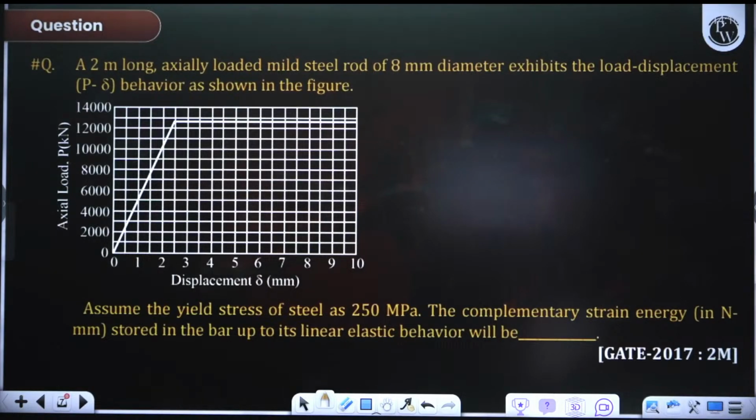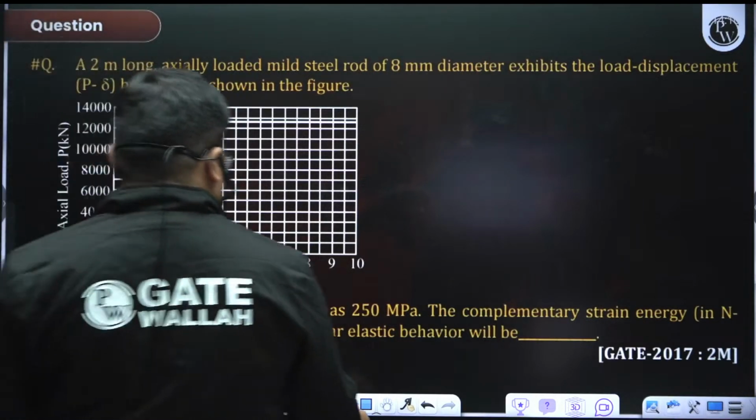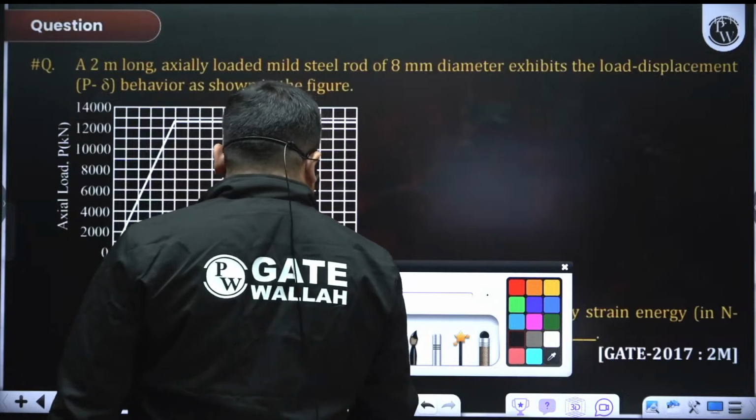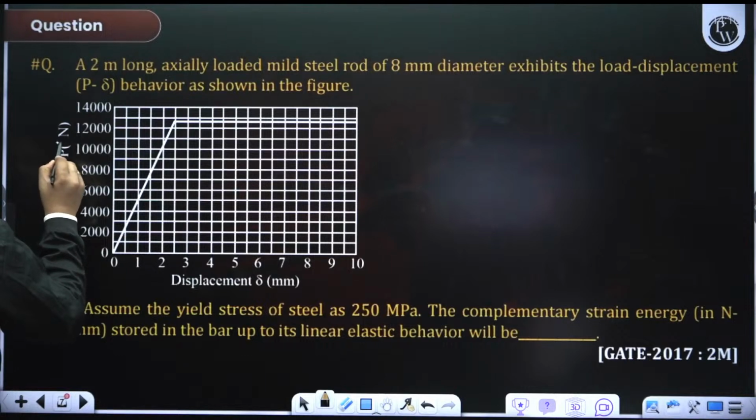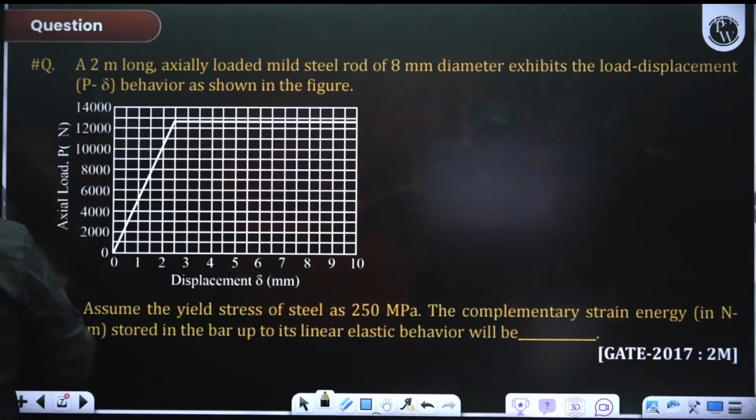Here there is a mistake in the question. In the exam also they have committed the mistake. They have put kilonewton, whereas it is actually Newton. So we'll correct this. Okay, now solve this question. This is also from strain energy due to axial loading.